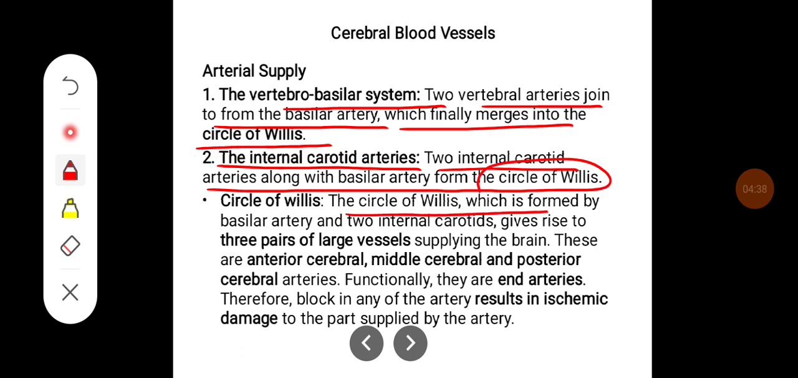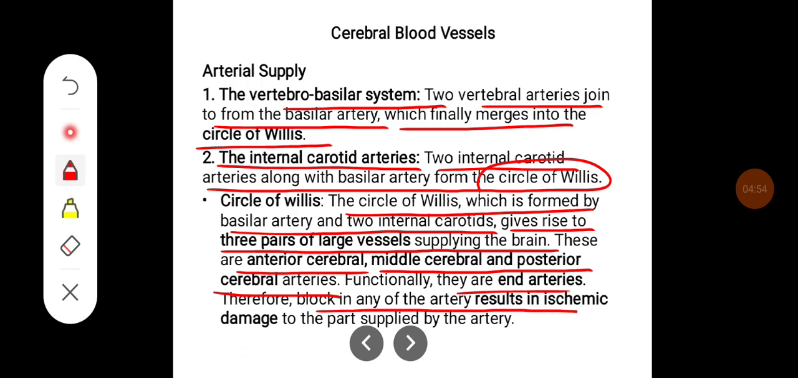The circle of Willis, which is formed by the basilar artery and two internal carotids, gives rise to three pairs of large vessels supplying the brain. These are anterior cerebral, middle cerebral and posterior cerebral arteries. Functionally, they are end arteries. Therefore, block in any of the arteries results in ischemic damage to the part supplied by the artery.